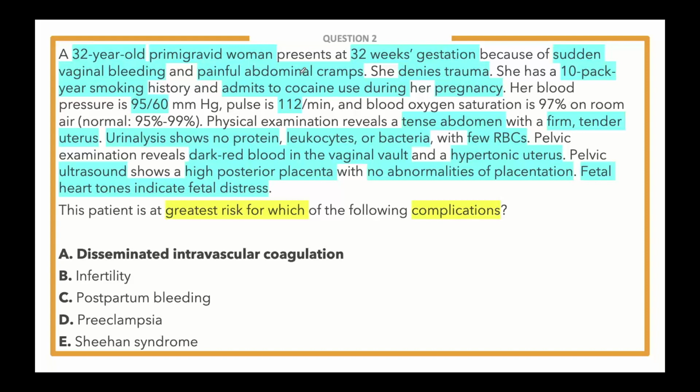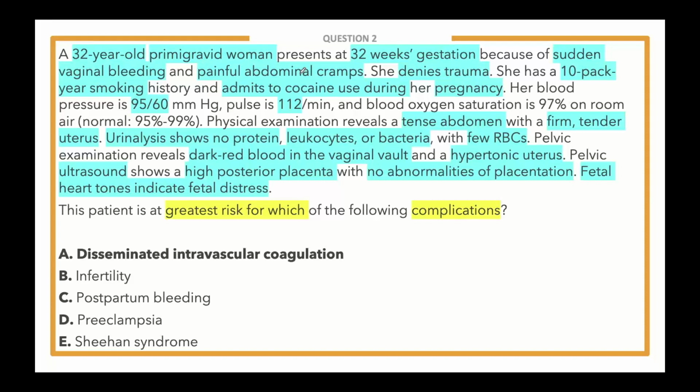Now, they said that this patient maybe didn't really have abnormalities of placentation. However, certain bleeding, like retroplacental bleeding, can sometimes be difficult to visualize on ultrasound. So always keep that in mind.